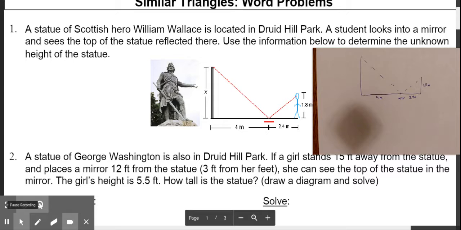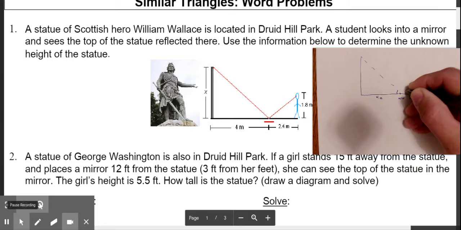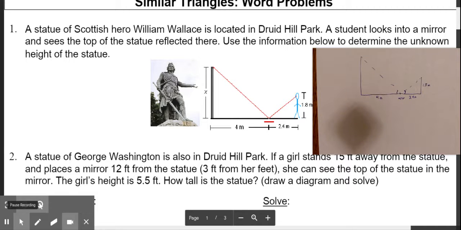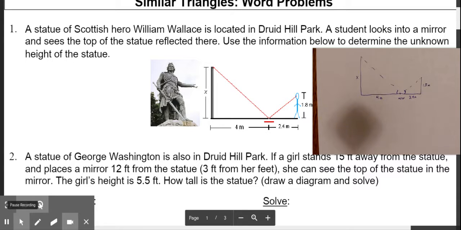In the second problem, we're actually going to see where we have to make the sketch more ourselves, but I'm giving you a walkthrough of where this diagram did come from. Now, due to the reflection, these two angles right here would have to be the same. This is my unknown value that I'm looking for, which represents the height of the statue.